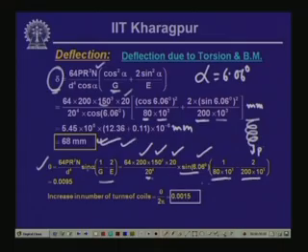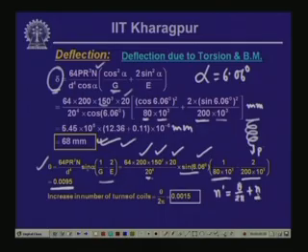So, once you simplify this expression, you will find that the value of theta is equal to 0.0095. And as we had seen, N dashed, the increase in the number of coils, or total number of coils, is equal to theta by twice pi plus N.